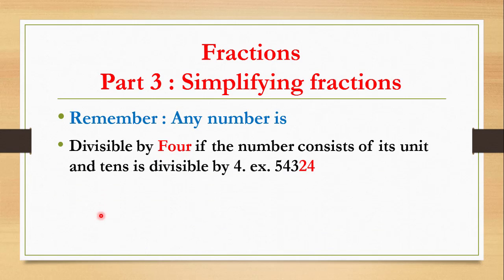What about 4? Any number is divisible by 4 if the number formed by its unit and tenth digits is divisible by 4. For example, here, the unit and tenth form 24. 24 is divisible by 4. So 54,324 is divisible by 4.